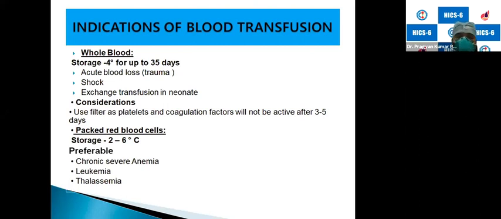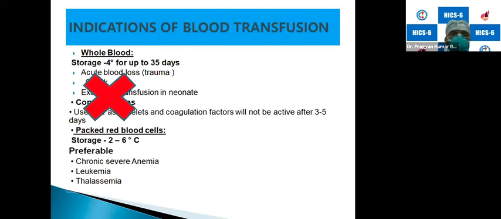Packed red blood cells can be stored at 2 to 6 degrees centigrade. It is usually given in chronic severe anemia, leukemia, thalassemia, and a lot of other indications. Lately, whole blood has come into disrepute. We usually give components to reduce the side effects of plasma and platelets, etc. So preferably, whenever possible, let us give components rather than whole blood.